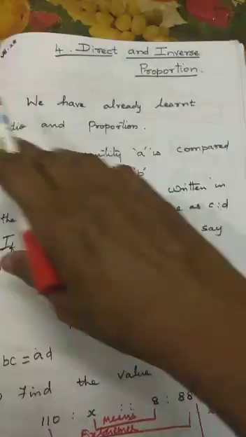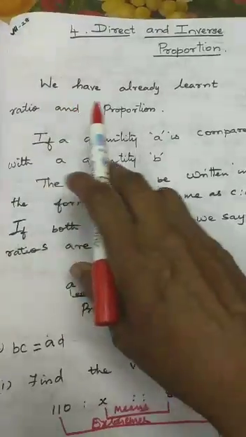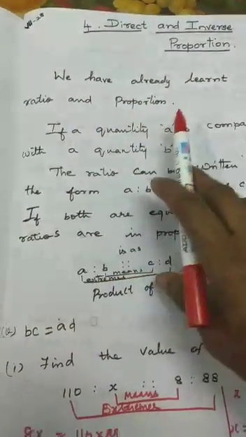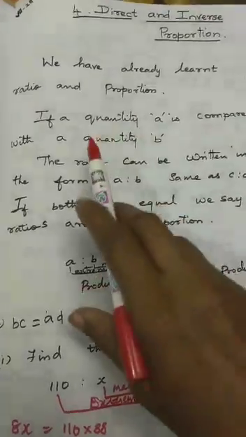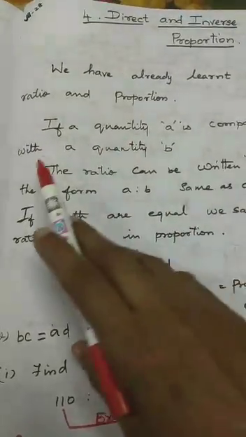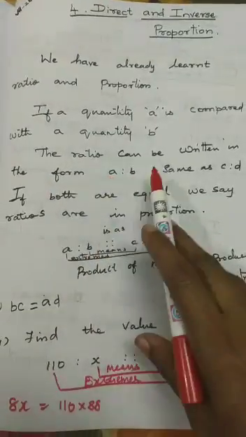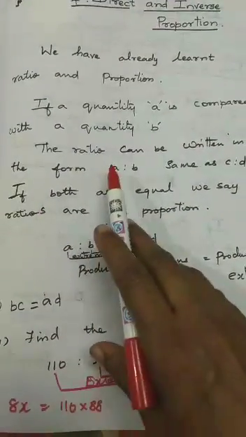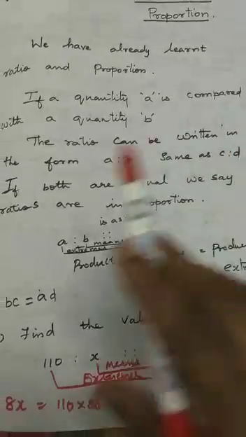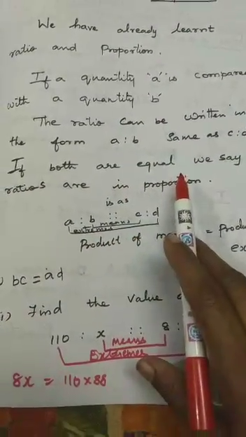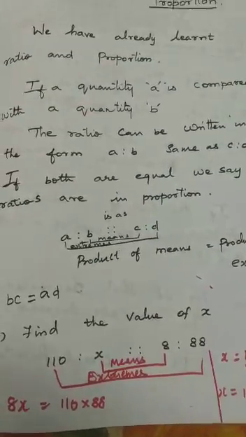Today we are going to see a new chapter, that is direct and inverse proportion. We have already learned ratio and proportion in 6th standard, isn't it? That is, if a quantity A is compared with a quantity B, the ratio can be written in the form A is to B, same as C is to D. If both are equal, we say ratios are in proportion.